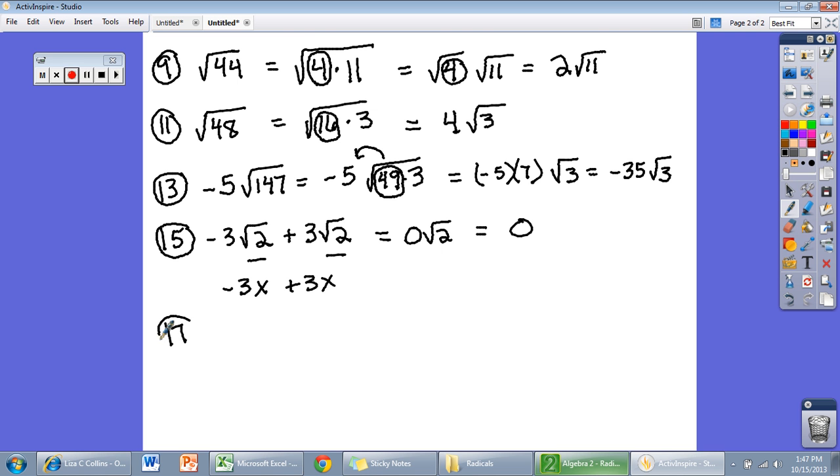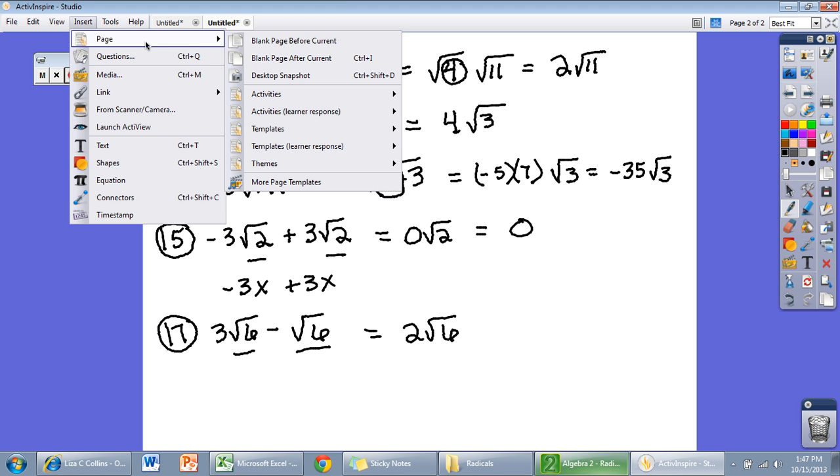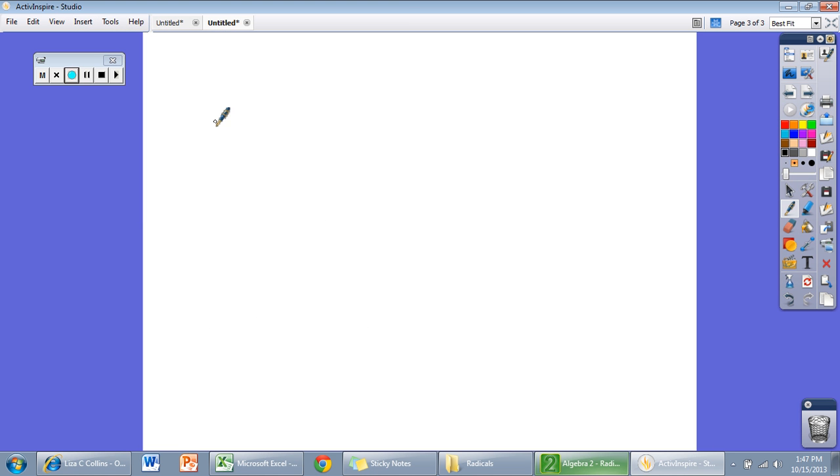In problem number 17, it's 3 times the square root of 6 minus the square root of 6. Okay, so we have 3 square roots of 6, and we're taking away 1 square root of 6. That's going to leave us with 2 square roots of 6. In problem number 19, we have 3 square roots of 5, and we're going to add 2 square roots of 5. So that means we're left with 5 square roots of 5.